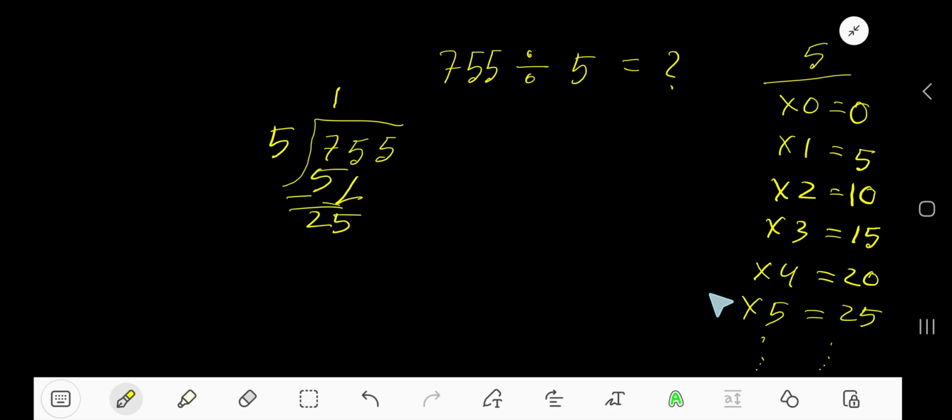5 goes into 25 how many times? 5 goes into 25 5 times, right? 5 times 5 is 25, subtract, we get 0, bring down this 5.